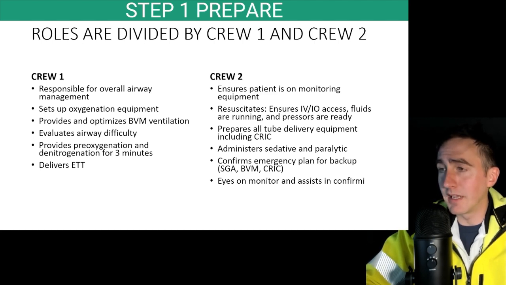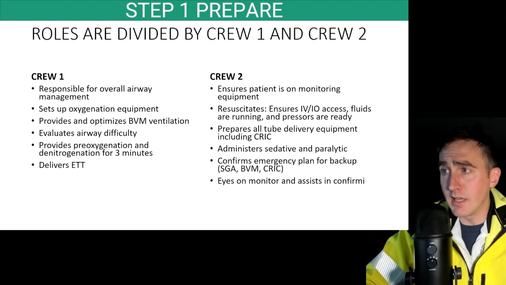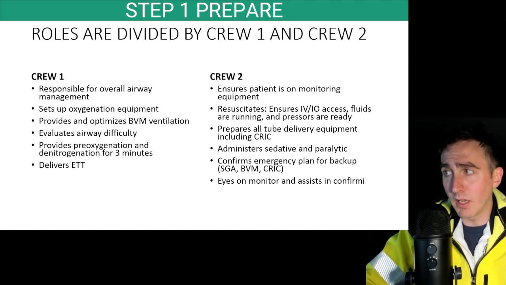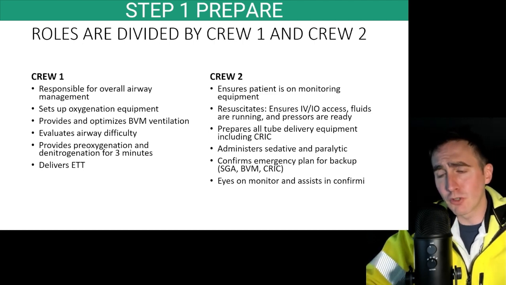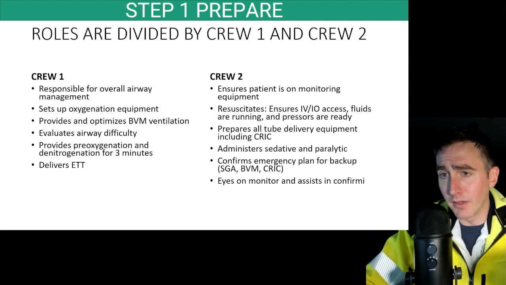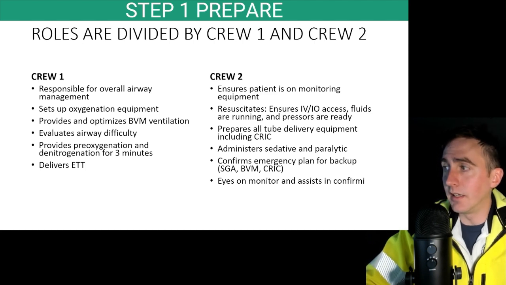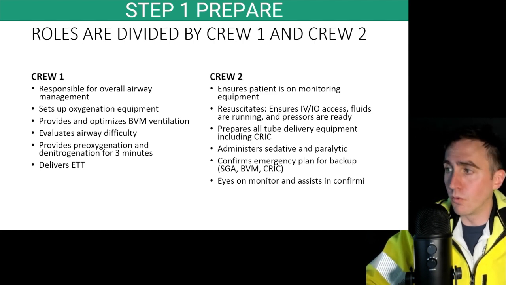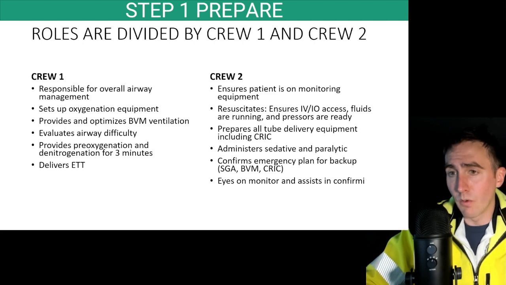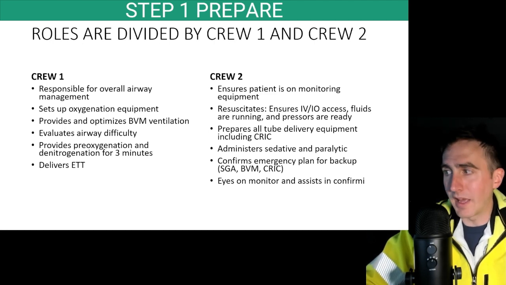So if crew 1 is ventilating, if their hands are on the BVM, crew 2's going to help make sure that all of the equipment's ready. They're going to be drawing up the sedative and the paralytic. They're going to be putting labels on it, and they're going to be doing a mag check. They're going to assist in confirming the emergency plan. They're going to talk it over with crew 1. If this airway is a failed airway, here's what we're going to do. If we don't get this tube, here's what we're going to do. Don't move forward without a plan.